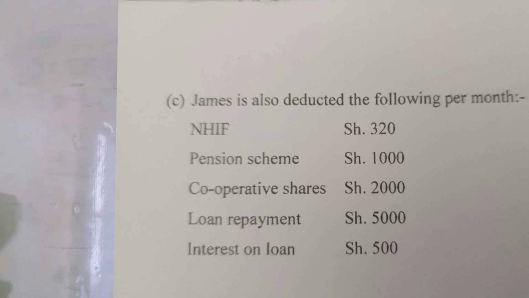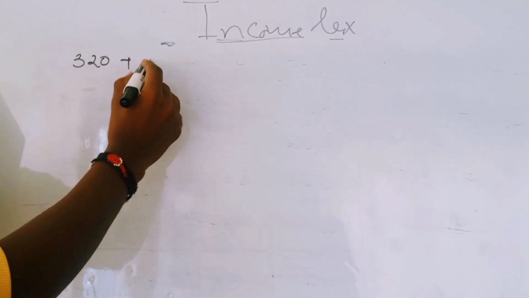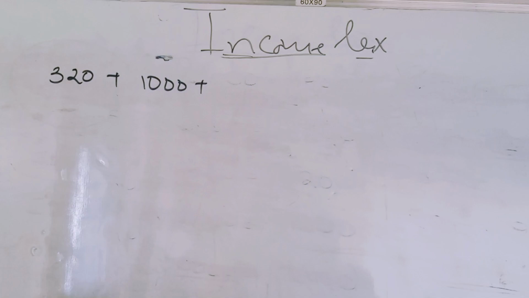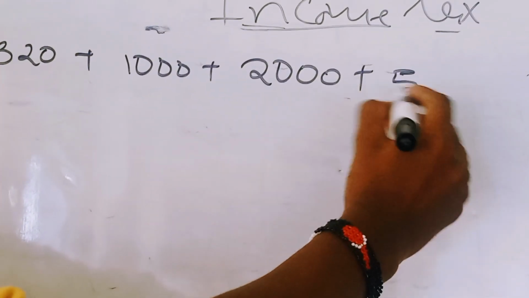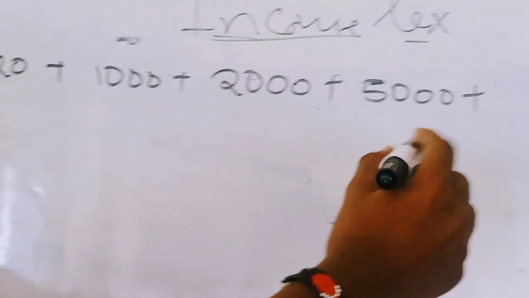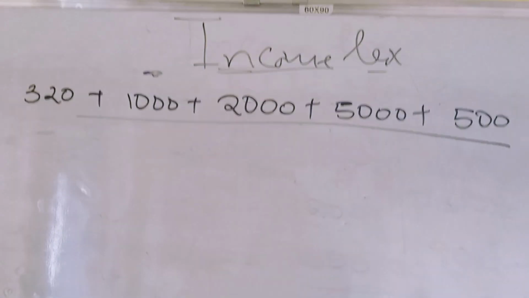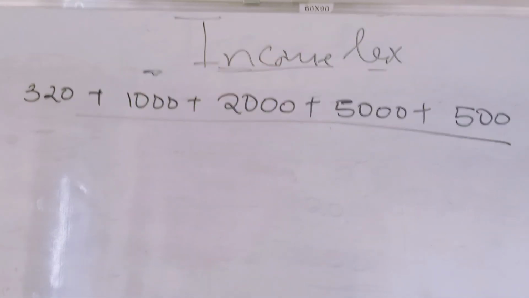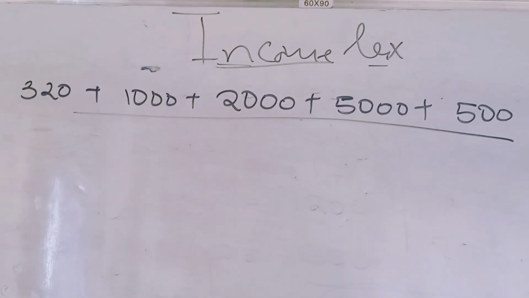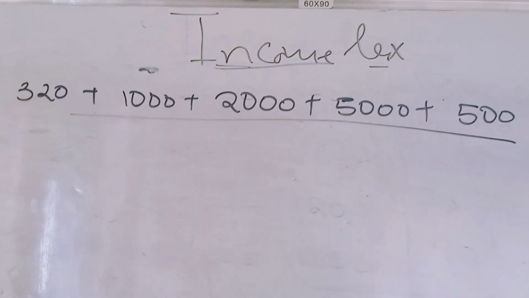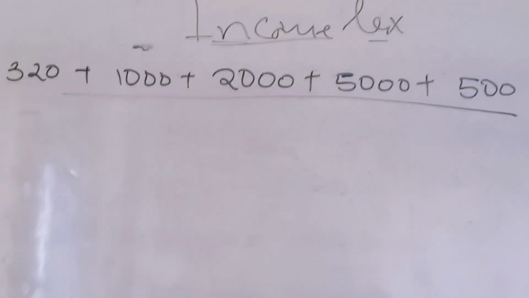We're simply going to take the NHIF, which is 320 plus 1,000 plus 2,000 plus 5,000 plus 500. These are total deductions. Let's see how the amount of money is also deducted besides the tax. We have 320 plus 1,000 plus 2,000 plus 5,000 plus 500.